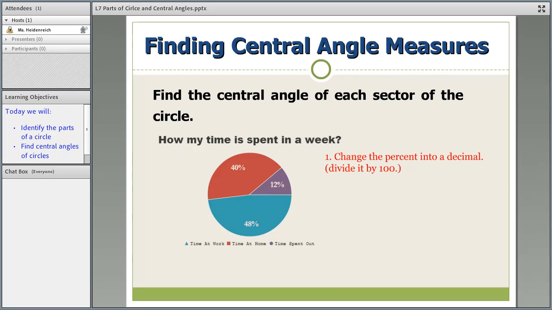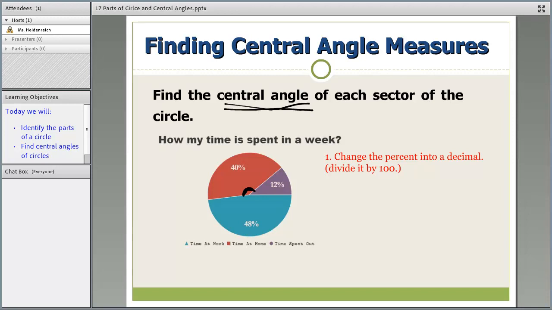So the first thing is to change those percents into decimals. So I'm going to go ahead and do that. Remember, now we need to remind ourselves of the direction. Sometimes I forget just as much as you do. It says to find the central angle. Okay, so they want to know how big of an angle is each angle. And you can't say it's 40% because that's not an angle. That's not a measurement in degrees. We need the measurement in degrees.